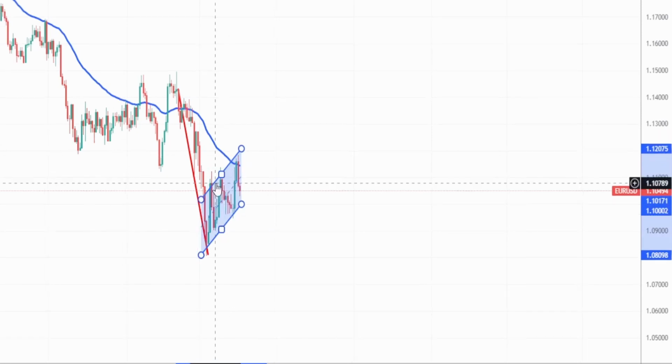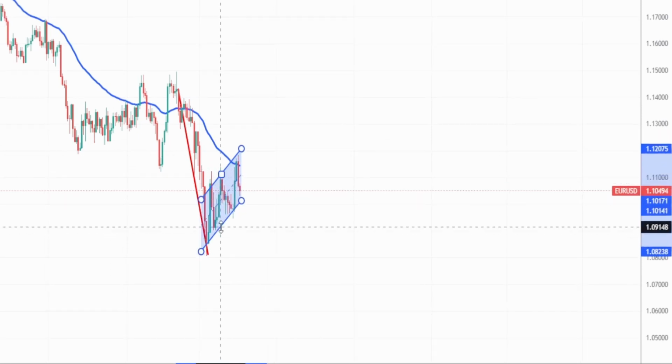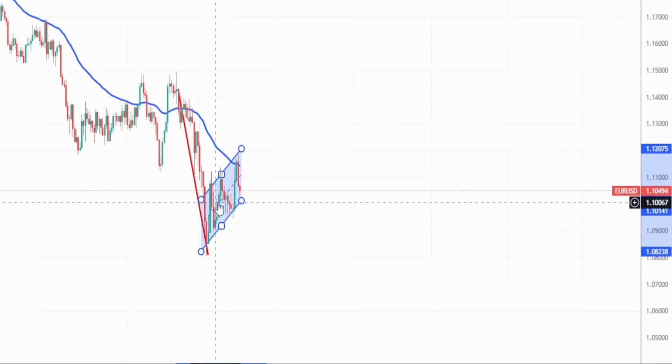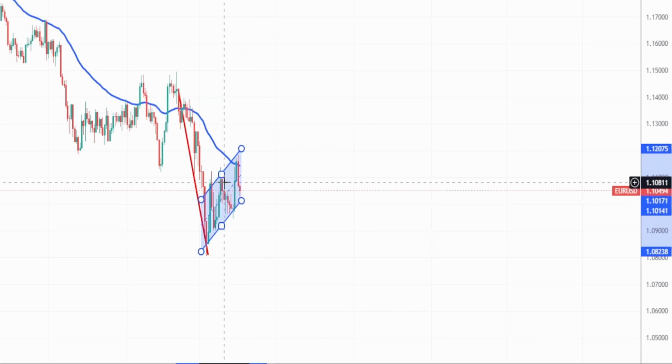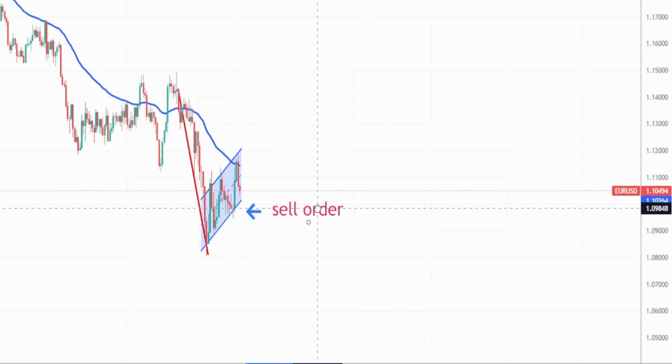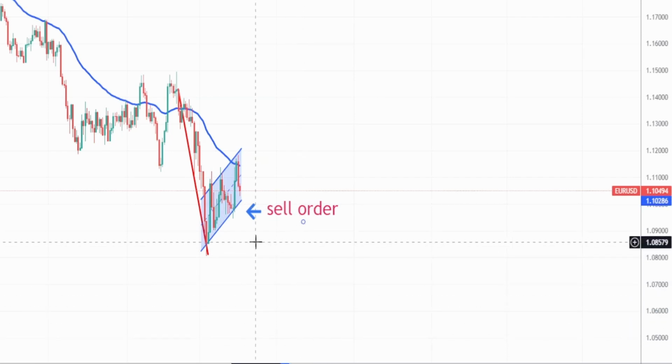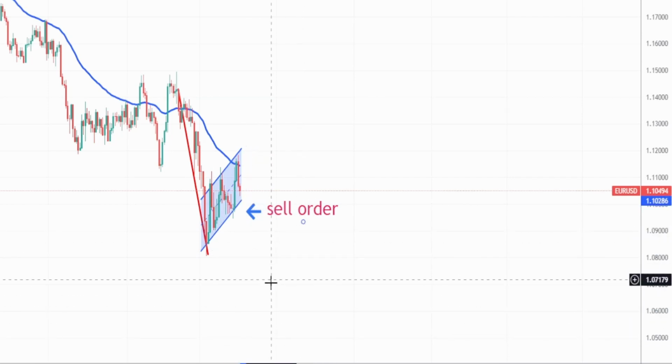And this channel over here, this parallel channel, when it breaks out of this channel, that means the downtrend will continue down. So we could take a trade over here when it breaks down. We could place a sell order on this area here. When it breaks down from the parallel channel, which represents the flag, it will continue its downtrend.